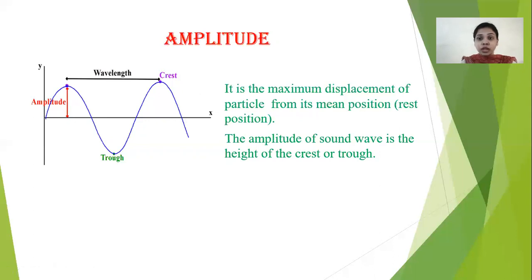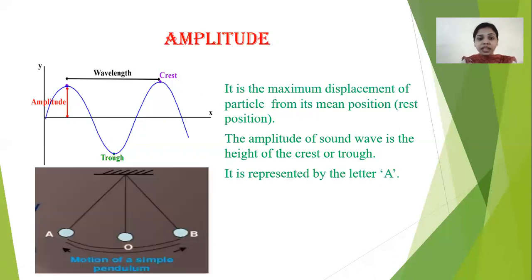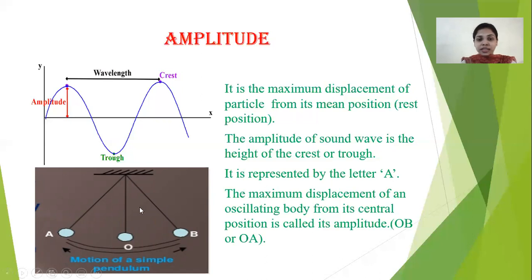This is in the form of wave. Now in the form of oscillation, we can say the maximum displacement. Consider that this is a pendulum. The rest position or the mean position of this pendulum is O. The pendulum starts its motion from O to A, or O to B. O to A or O to B is the maximum displacement performed by this pendulum and is called its amplitude. So the maximum displacement of an oscillating body from its central position or mean position is called its amplitude.